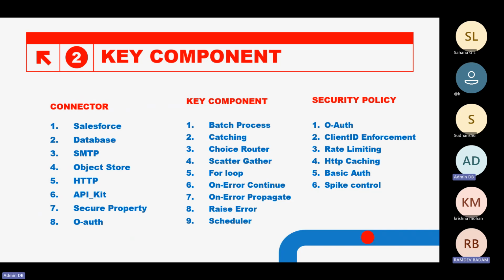Next, here I mentioned the key components. So what all key components are we going to use in this particular project? Here, Salesforce, database, SMTP, object store. Object store also we will use in this project for storing temporary data. We need to cache the OTP and all for verification purposes, so for that we will use object store.